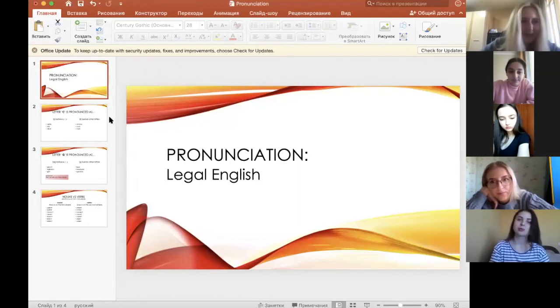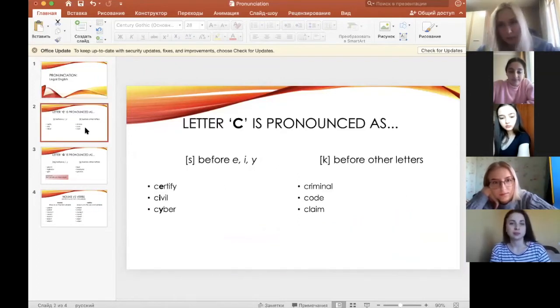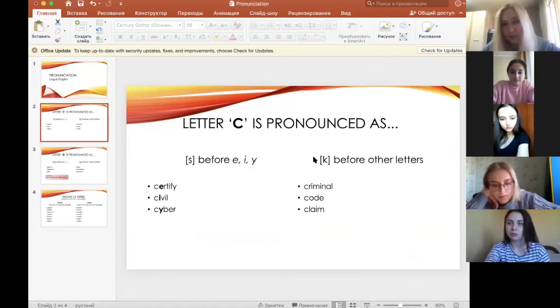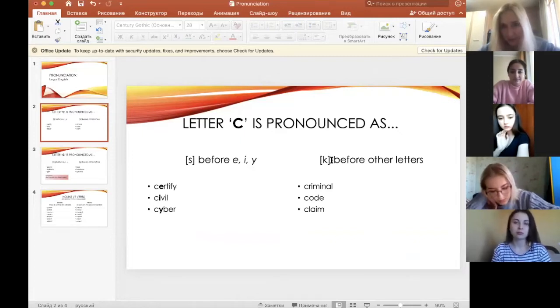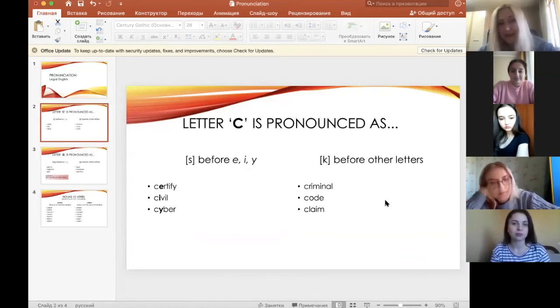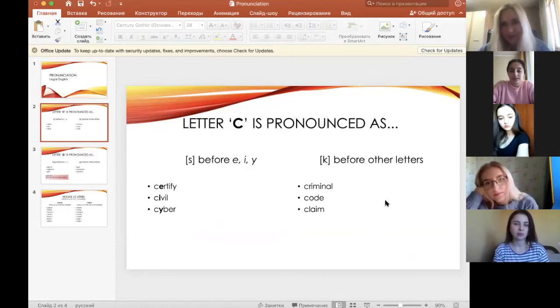Yes, that's great. So the first rule we are going to revise is the pronunciation of letter C in the position before E, I, Y and in the position before other letters. So let's remember, before E, I, Y, we pronounce letter C as S: certify, civil, and cyber. And in the position before other letters, we pronounce it as K: criminal, code and claim. Yes, K, Dasha, that's right.